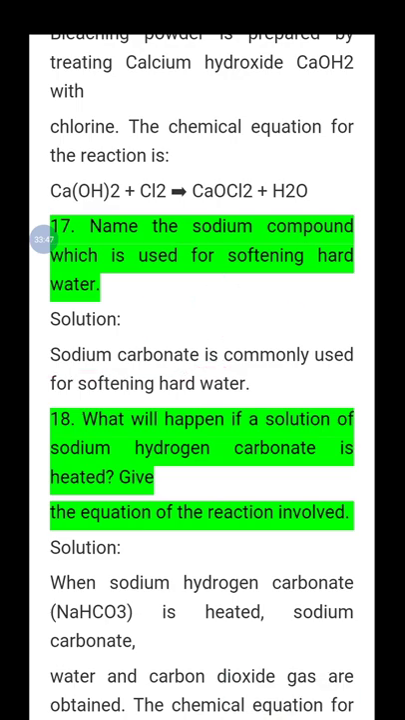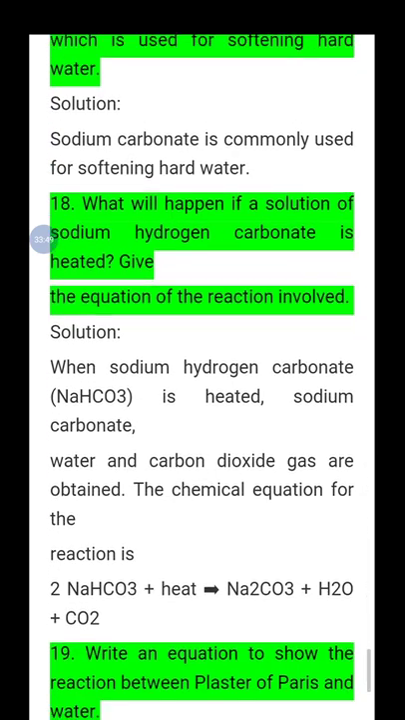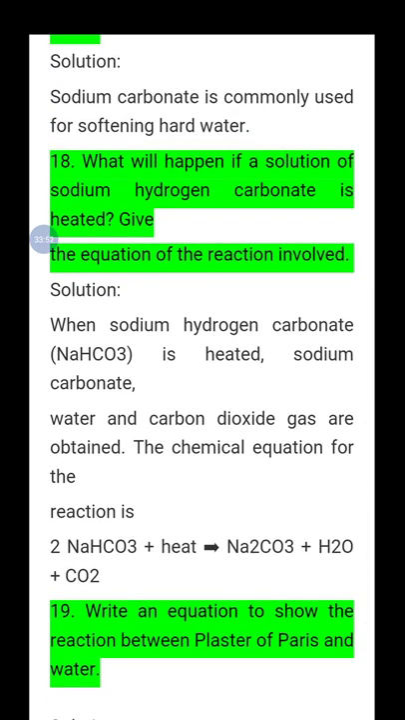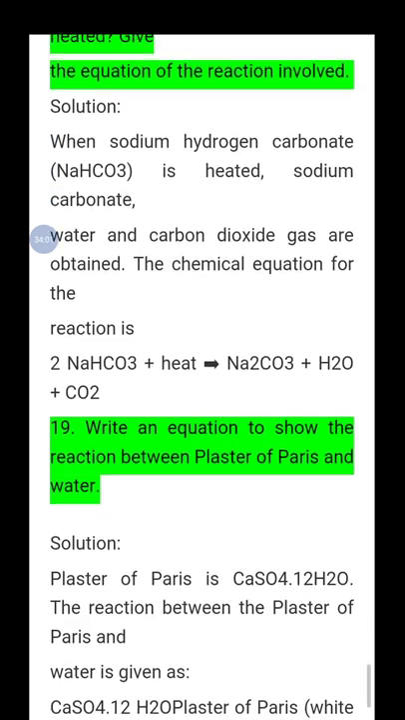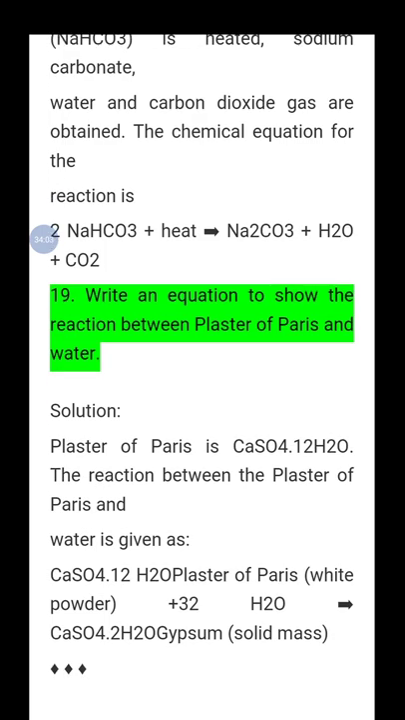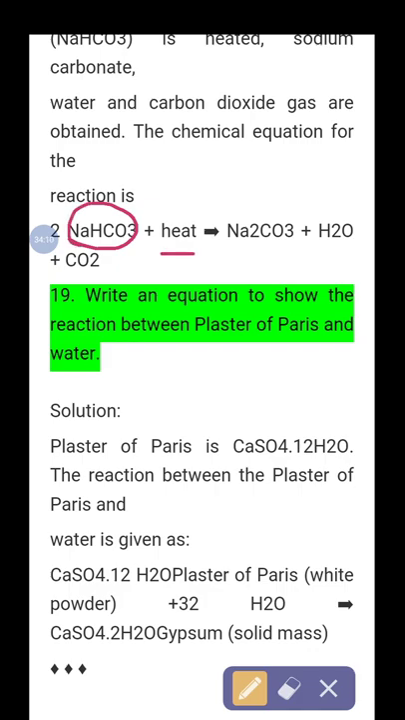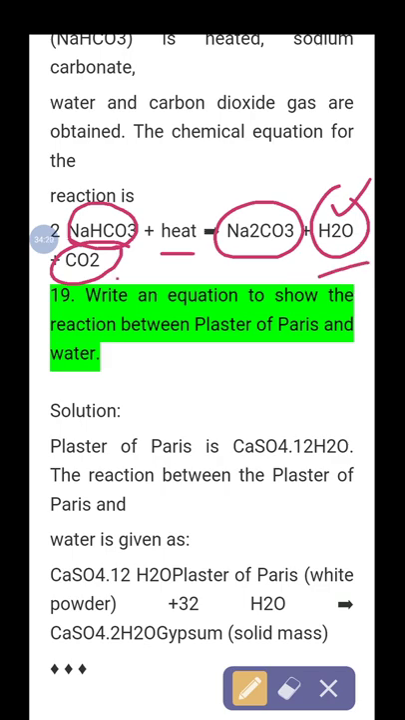Na2CO3. What will happen if sodium hydrogen carbonate is heated? Write the equation of the reaction. When sodium hydrogen carbonate, that is NaHCO3, is heated, sodium carbonate, water and carbon dioxide gas are obtained. Here is NaHCO3, that is sodium bicarbonate. When it is heated, it converts into Na2CO3 plus H2O plus CO2. Water and carbon dioxide are evolved.